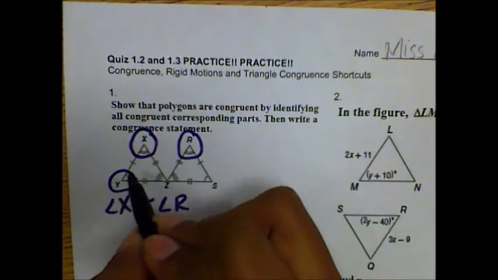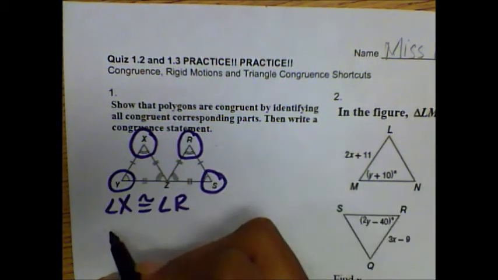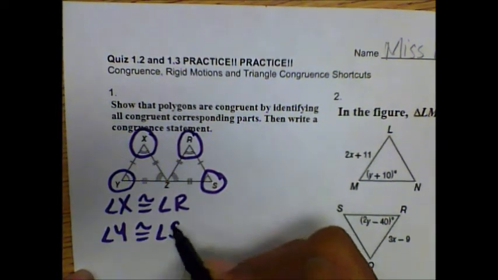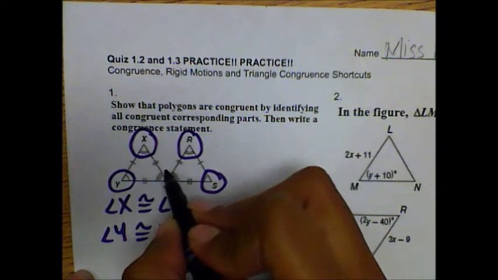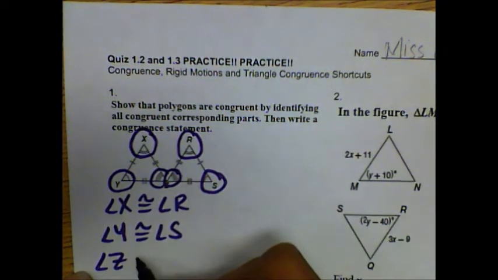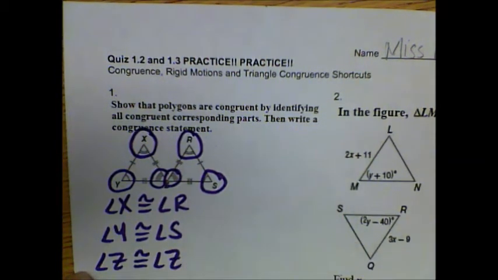Angle Y matches up with angle S. So angle Y is congruent to angle S. And last but not least, we have angle Z is congruent to angle Z. Okay. Now I'm going to match up the sides, the corresponding sides in both the triangles.